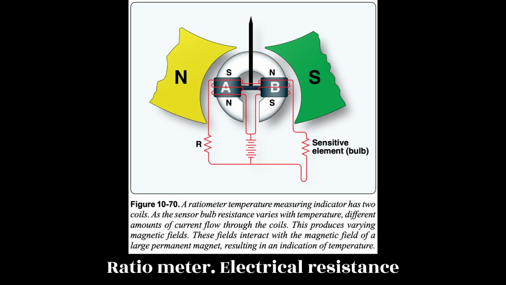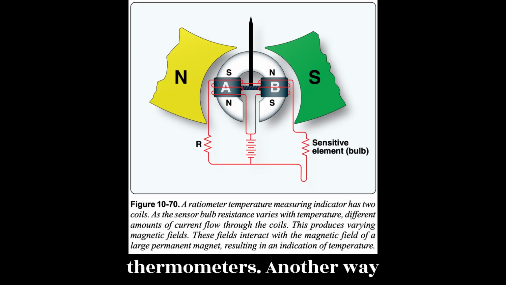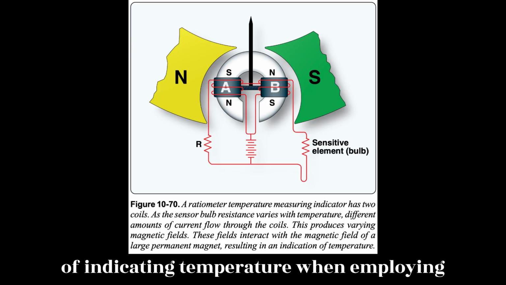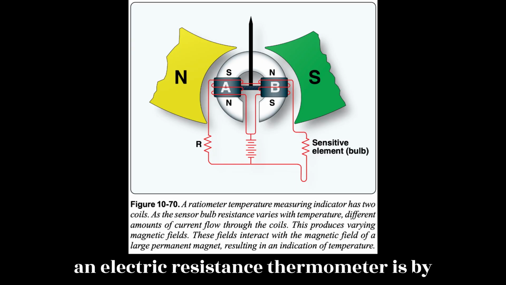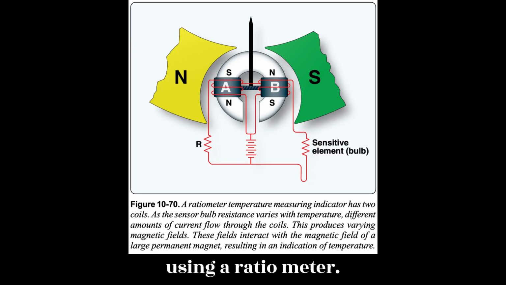Ratiometer electrical resistance thermometers. Another way of indicating temperature when employing an electric resistance thermometer is by using a ratiometer.